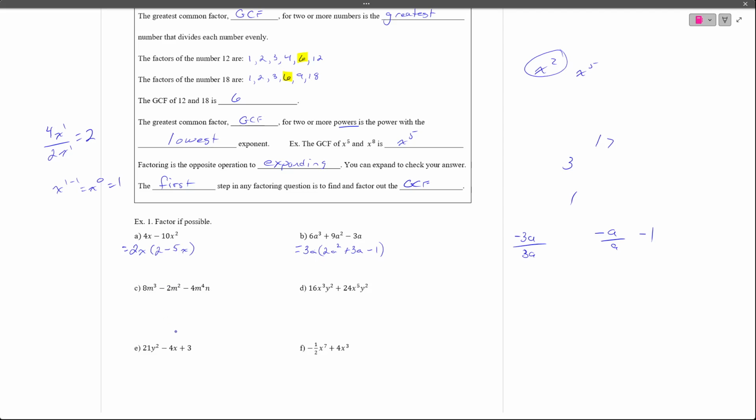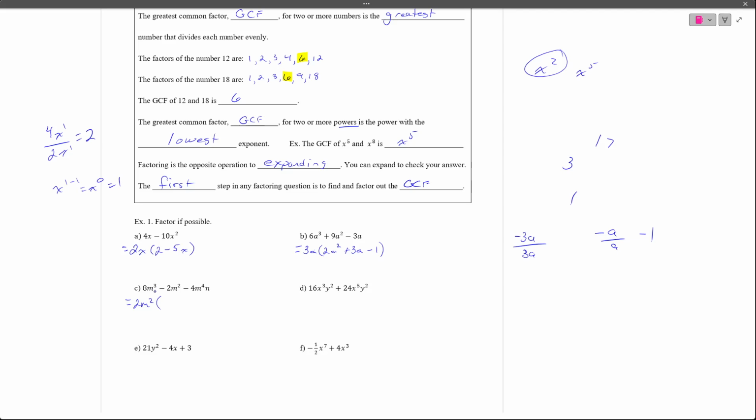So let's go down to the next one. What is our greatest common factor of these 3? 8, 2, and 4. Well, the greatest common factor is a 2. All right. What about for the exponents? Well, we have m cubed, m squared, and m to the 4th. So the greatest common factor here is m squared. What about the n's? Well, n only exists in the 3rd term, so we can't factor it out because we can't take away an n from the other terms. So that doesn't get touched. So we only have 2m squared.